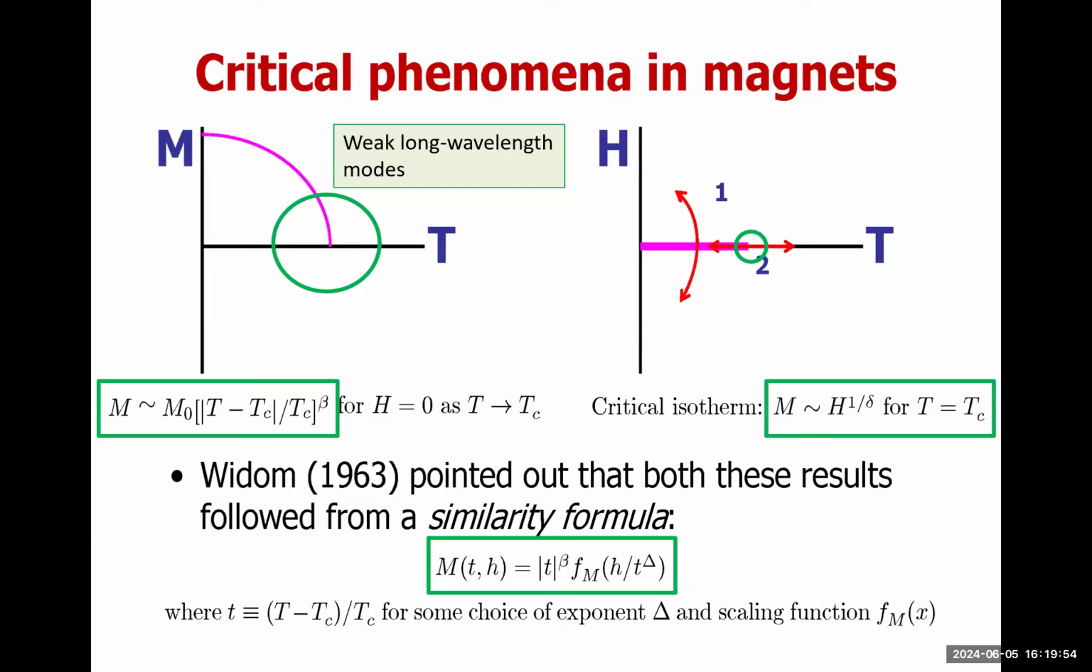We saw that if you sit at the critical isotherm, the critical temperature, and you measure what happens when I apply an external magnetic field. Normally, you'd say the magnetization would be proportional to the external field. That's Curie's law. That breaks down at the critical point, and the response goes like h to the power 1 over delta, where delta is about 3.